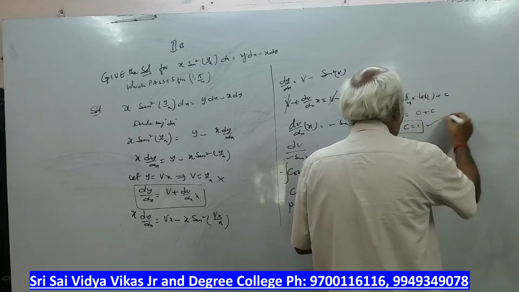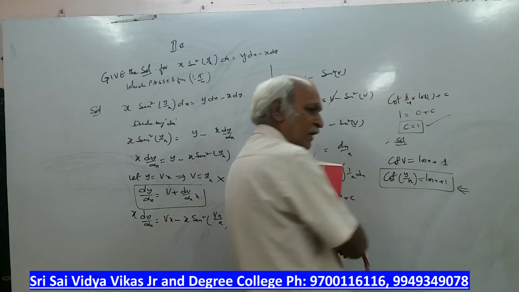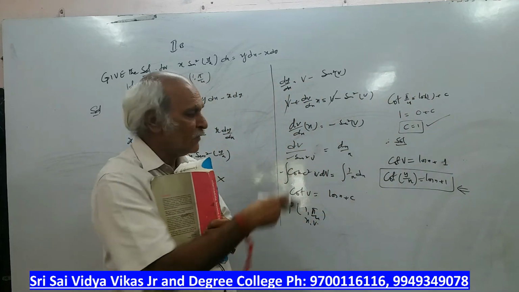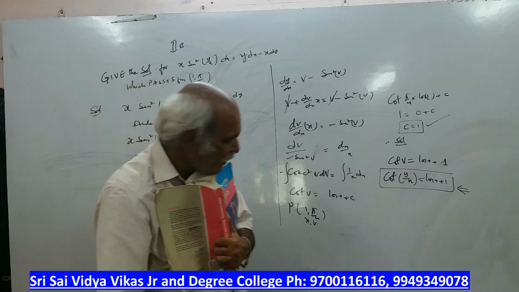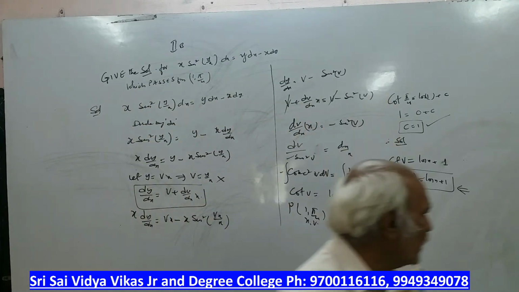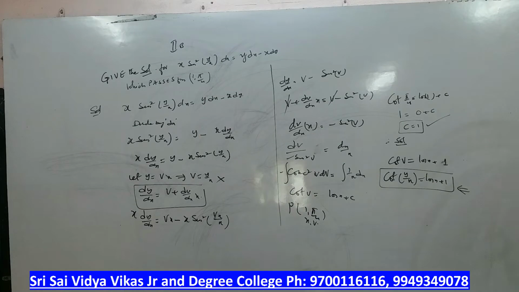Observe here, for finding the c value we will not put the v value, but after finding the c value we put it back again. So what is the answer? Cot of y by x is equal to log x plus 1. Okay, please note down.